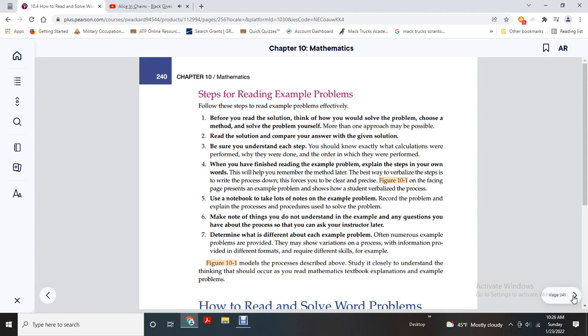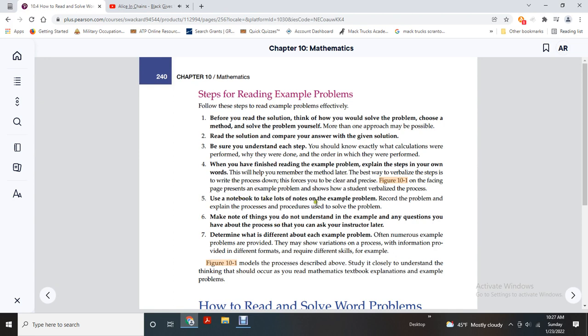You should know exactly what calculations were performed, why they were done, and the order in which they were performed. 4. When you finish reading the example problem, explain the steps in your own language. This will help you remember the method later. The best way to verbalize steps is to write the process down. It forces you to be clear and precise. Figure 10-1 on the facing page presents an example problem and shows how a student verbalized the process.